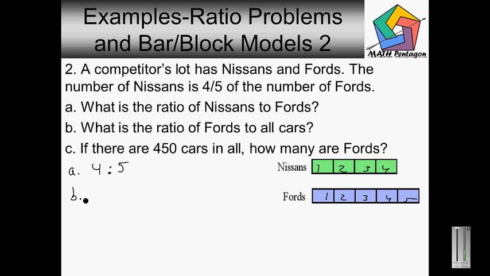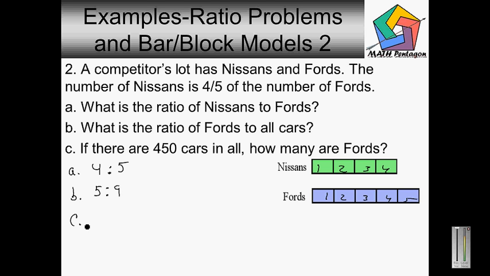Now for B, what is the ratio of Fords to all cars? So we have 5 Fords, and then we put a colon to all cars. So you basically add up the Nissans and the Fords all together, and 5 plus 4 is 9. So the answer would be 5 to 9. That would be our ratio for B.